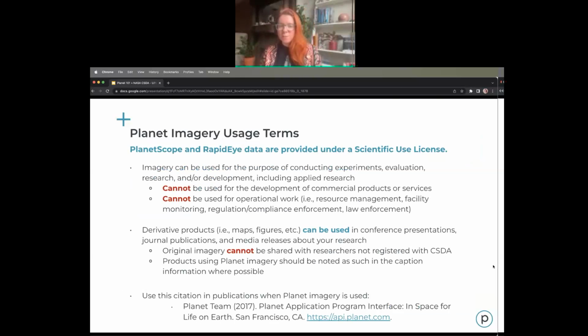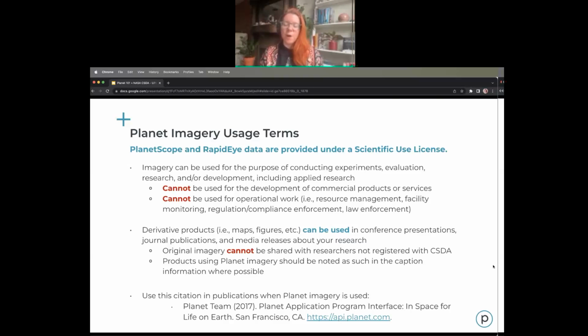Since we get a lot of questions about the imagery usage terms through this, I wanted to include this slide, which again, you'll be able to reference later. And this information is also available on the CSDA website. So the imagery can be used under what we call a scientific use license, and this is meant to be very intentionally broad. It's meant for non-commercial research purposes and non-operational work.